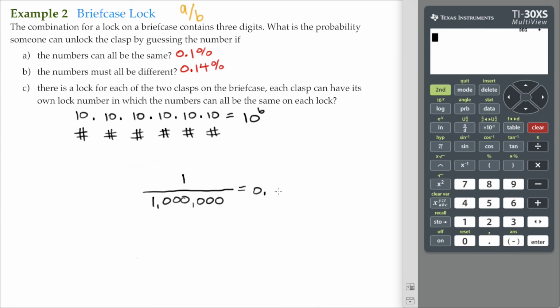That's 0.00001. And of course, we know that as 0.0001%, very small. I'm guessing the combination for these briefcase locks. And there you go.